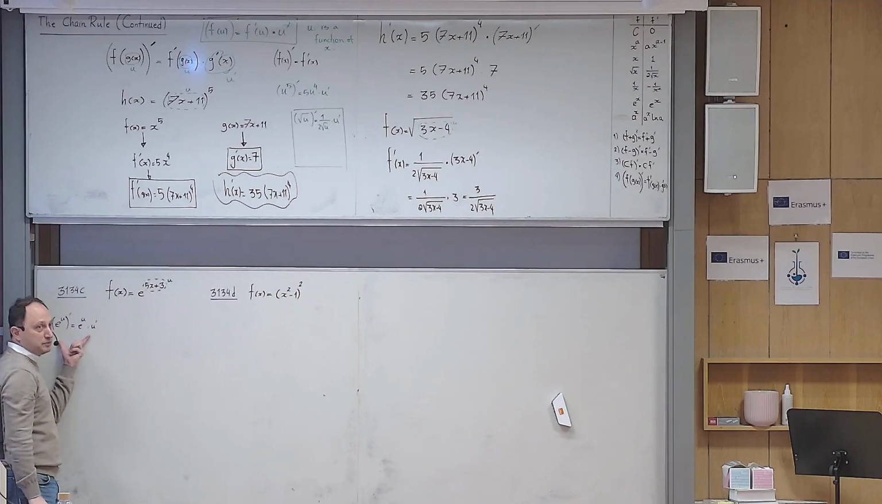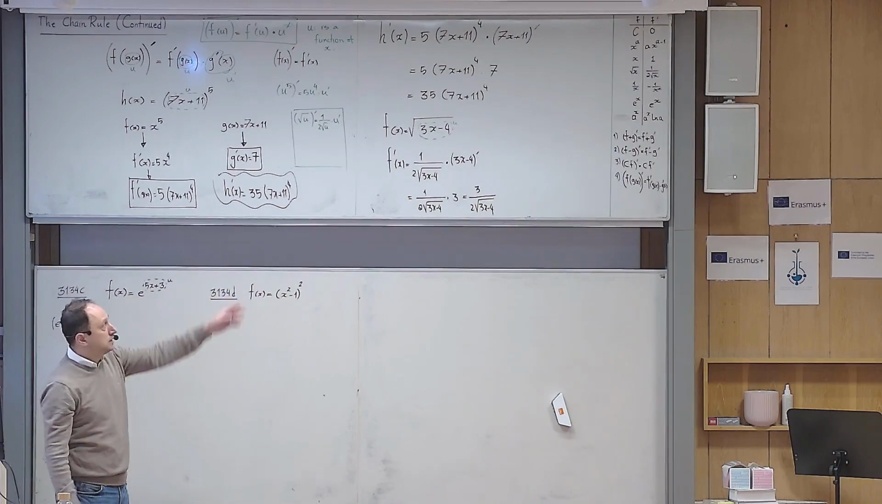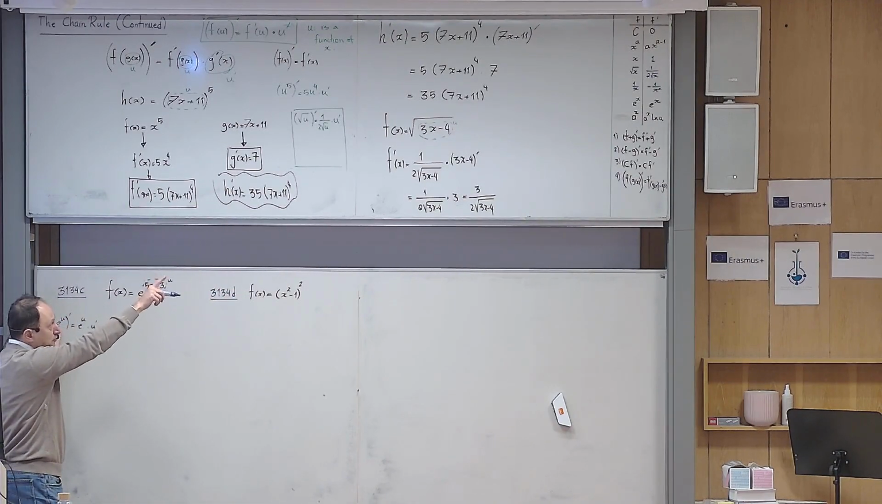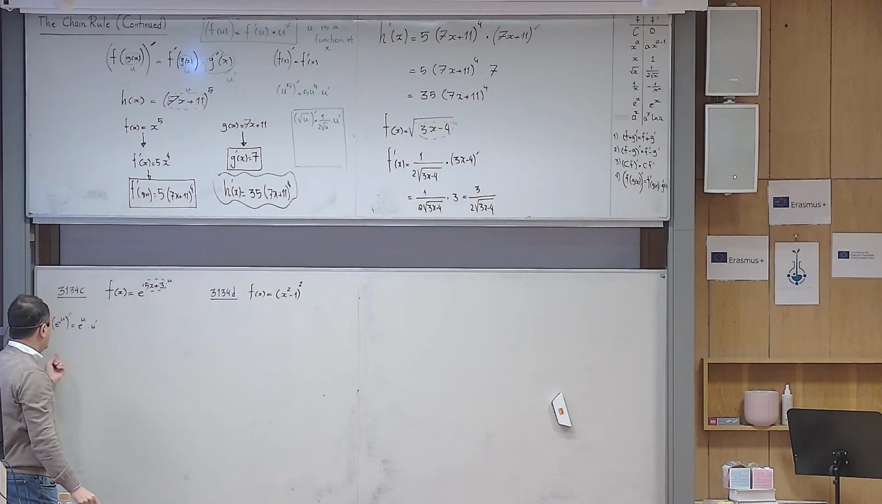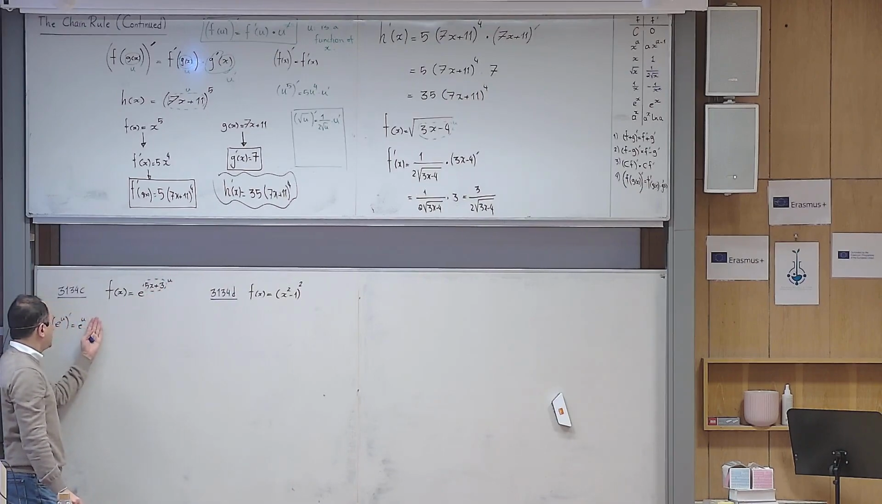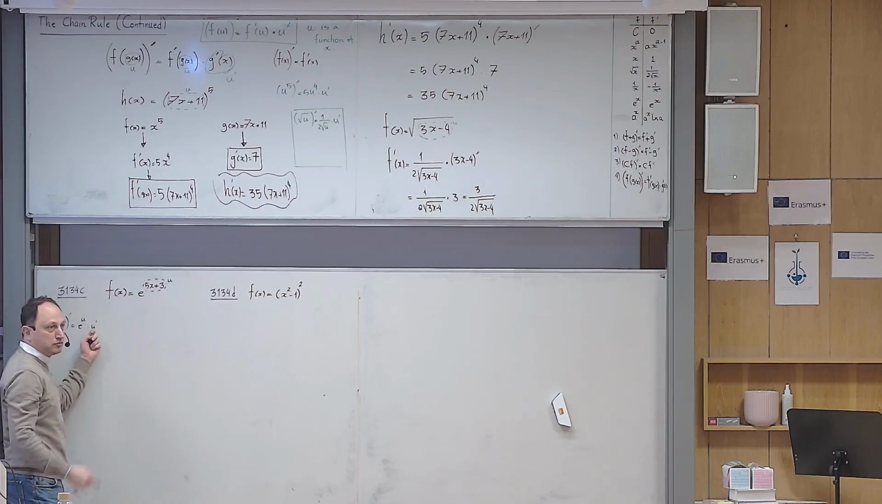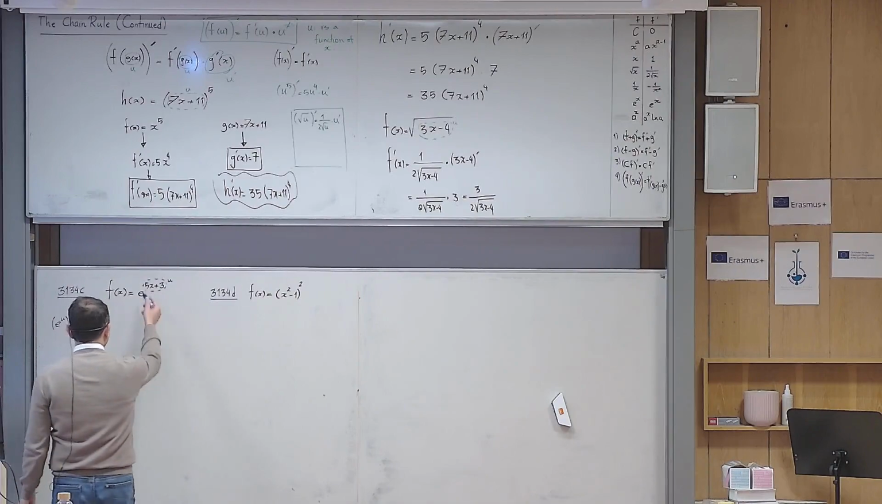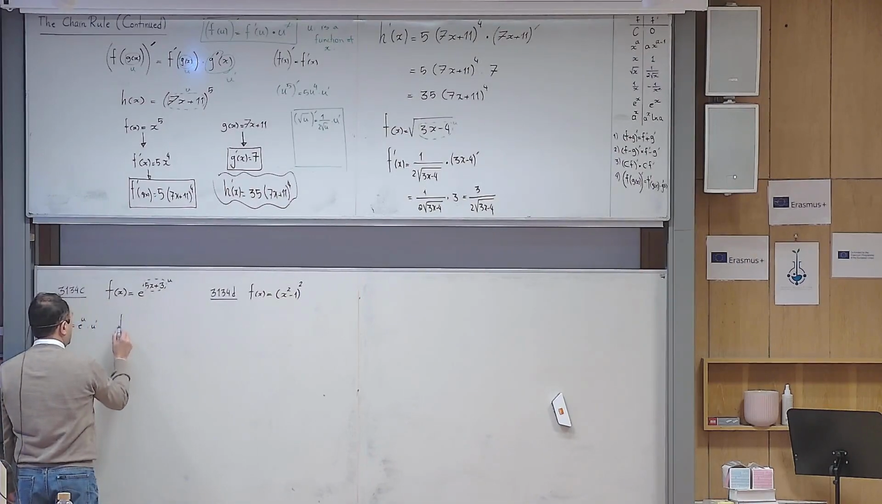You don't have them in the formula sheet, okay? You have access only to those. But using that information to find this is not hard, because you compare e to the power u with e to the power x. Up to here it is the same rule. But now, because this is u, you have to remember to multiply by u prime. That's always the case. Okay, so if I want to differentiate that, what should I do?